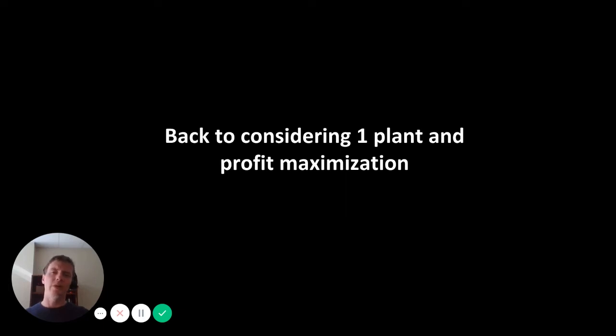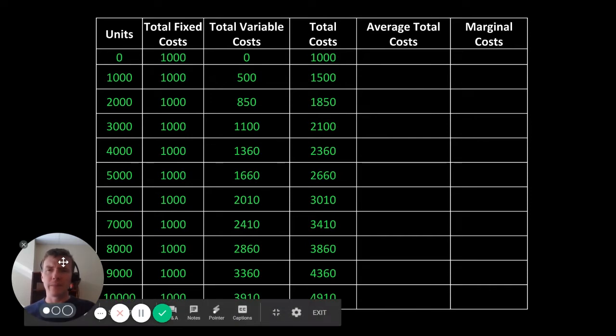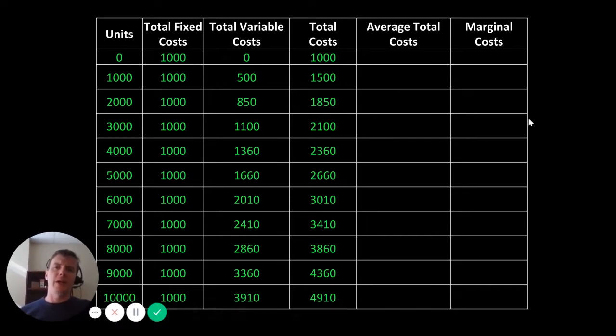Okay, so let's get back to considering just one plant and profit maximization as opposed to just cost minimization. So let's say that we have some sort of plant or factory that has a cost structure shown here, right? We have in the first column the units of production, in the second column total fixed costs. Fixed costs here are $1,000.